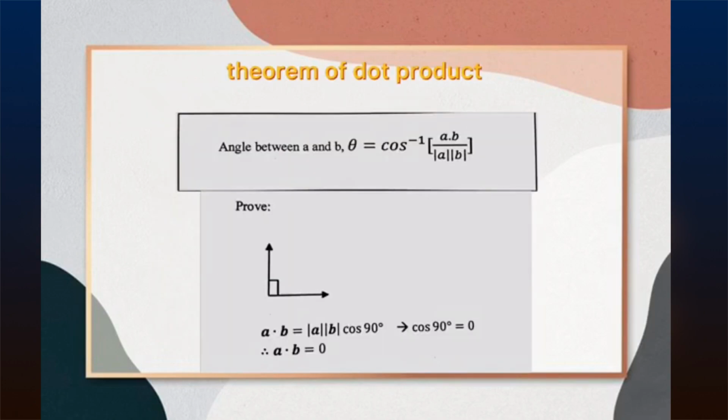And next, to find the angle between A and B, we must use the theorem of dot product, and this is the formula.